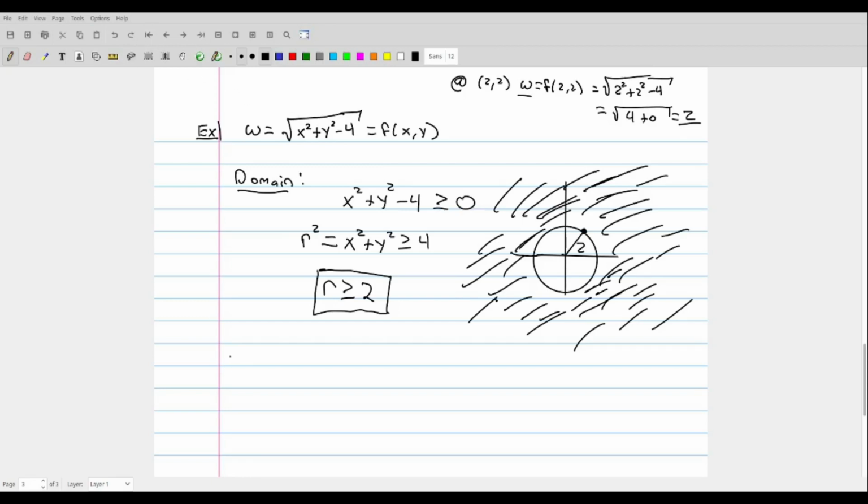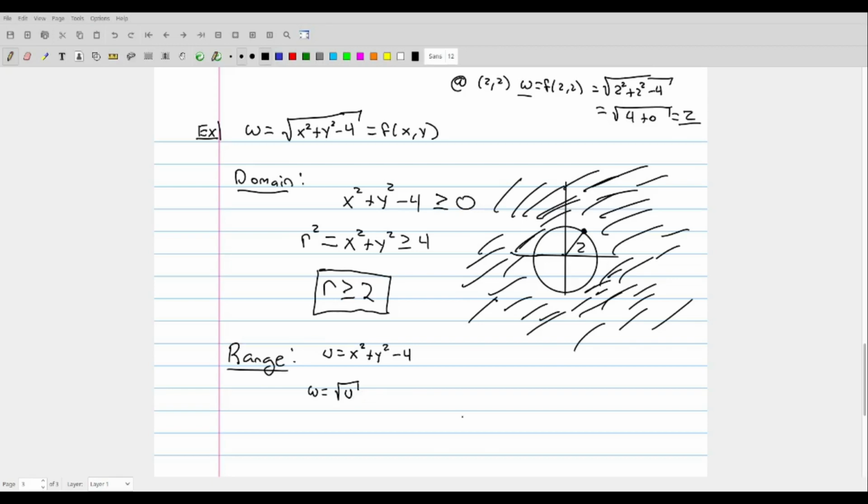Now for the range, it's a little bit different. The range is asking for what values this function hits, or what values this function maps to. And what you can do for the range is always view this as a composition. That's probably the nicest way of doing this. So if you view u as being equal to x squared plus y squared minus 4, then w is just equal to the square root function of u.